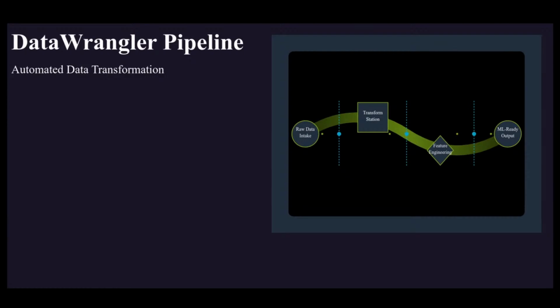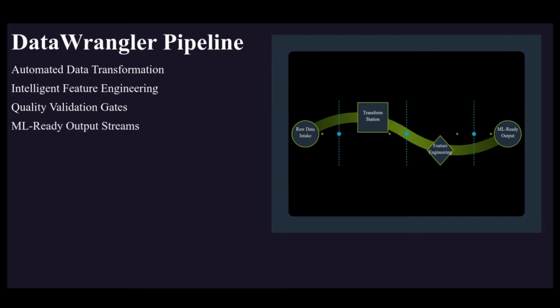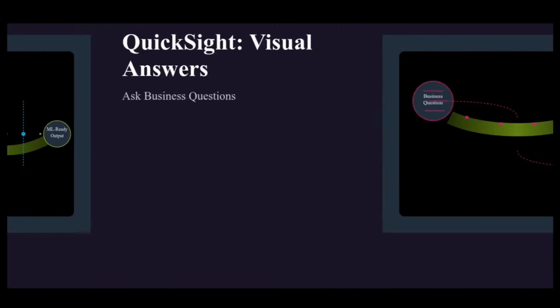Some of the things that it does include automated data transformation, intelligent feature engineering, and also quality validation gates as well. So you can say, for example, these are the specific metrics that we care about. Things have to pass those metrics before we can go to the next stage and go to the ML ready pipeline. The ML ready output streams allow you to validate that what has been processed through the pipeline is finally ready to be trained on.